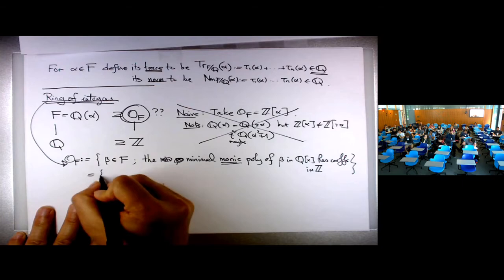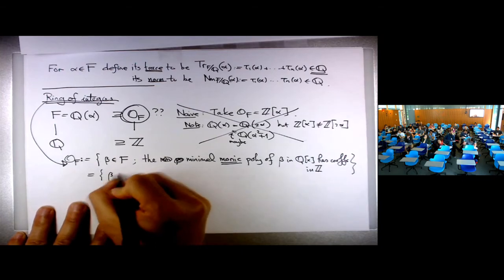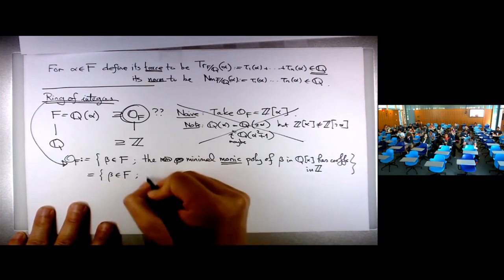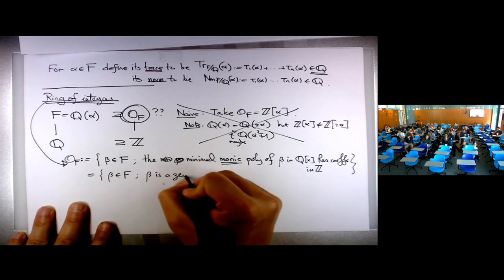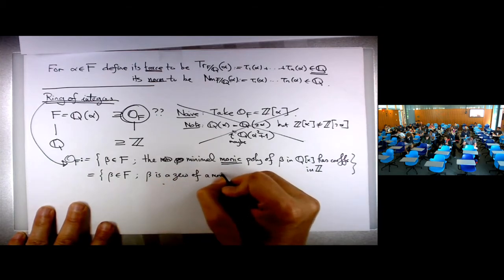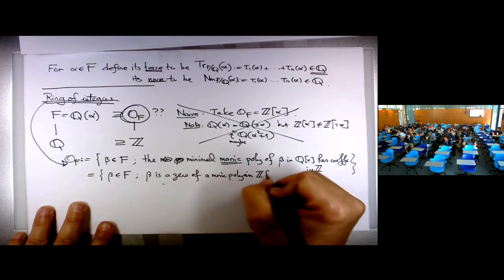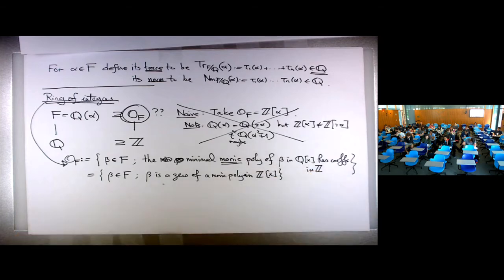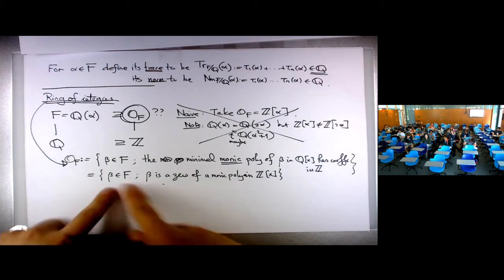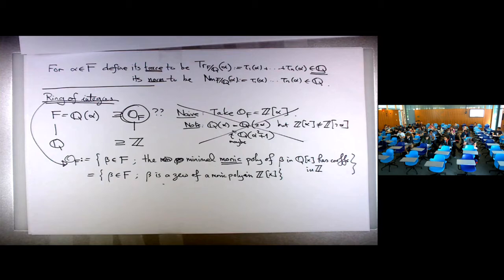It turns out this is the same, not very easy to show, as saying that beta is a zero of a monic polynomial in Z[x]. Namely, this polynomial does not have to be irreducible. You prove this by factoring the polynomial in Z[x], and you show that the factor that beta is a zero of also has coefficients in Z. That boils down to Z[x] being a unique factorization domain.